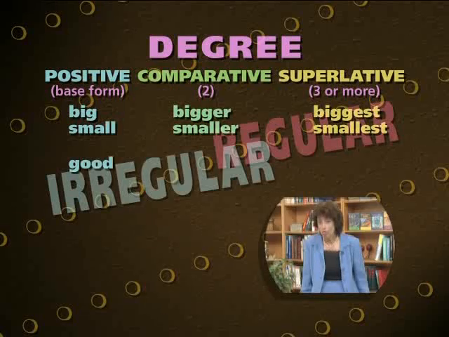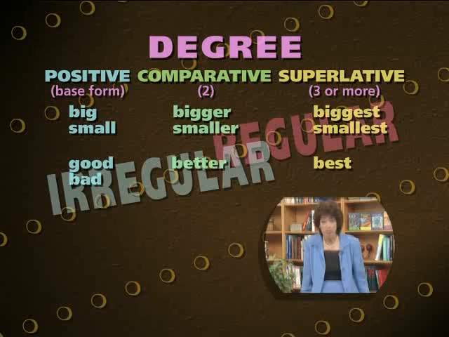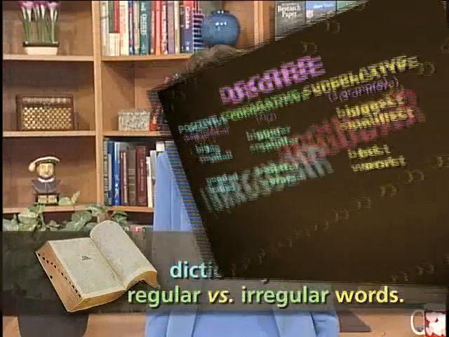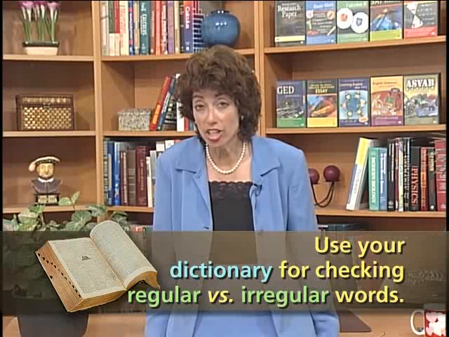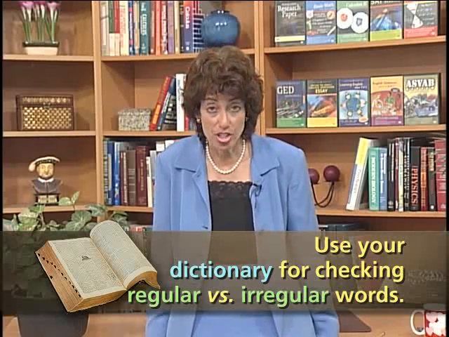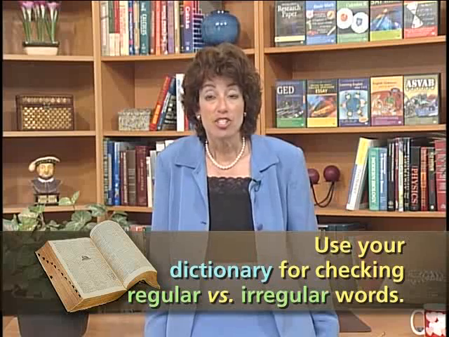If good were regular, it'd be good, gooder, goodest, or good, more good, most good. We don't do that. We have good, better, and best. If bad were regular, it'd be bad, badder, and baddest. Not correct. We have bad, worse, and worst with a T. If you're not sure if the word is regular or irregular, look it up in the dictionary and it'll have the forms for you. So now what I would like you to do is pause the program and choose the best word for each blank from the options given. Then come back.